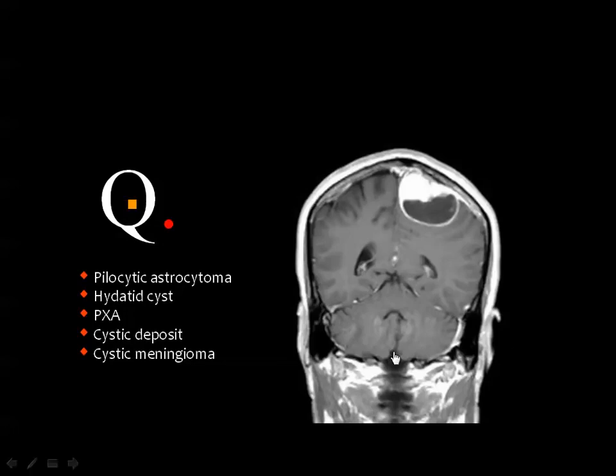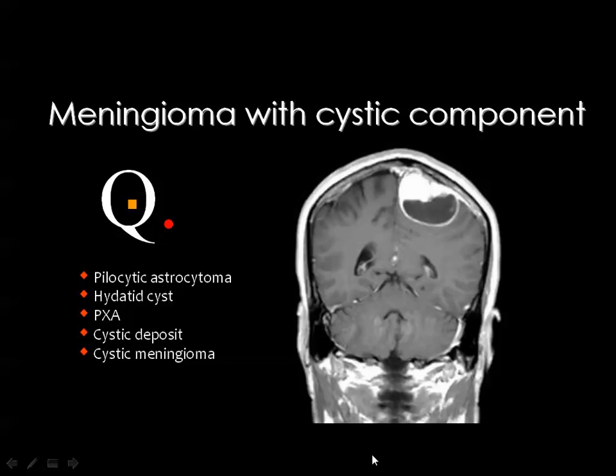Yes, MRI of the brain, coronal scan after gadolinium enhancement. There is a lesion in the left side on the surface of the brain, showing a cystic component and an enhancing mural nodule, and the nodule is based on the dura. Then these are the diagnostic possibilities: pilocytic astrocytoma, hydatid cyst, PXA, pleomorphic xanthoastrocytoma, cystic deposit, cystic meningioma. Yes, this lesion can fit for both cystic meningioma and PXA. Both can give the same appearance.